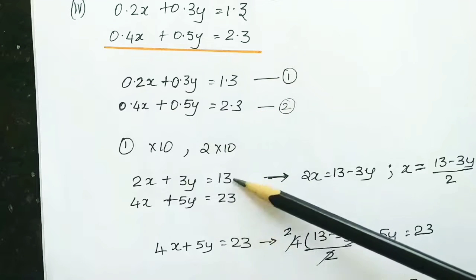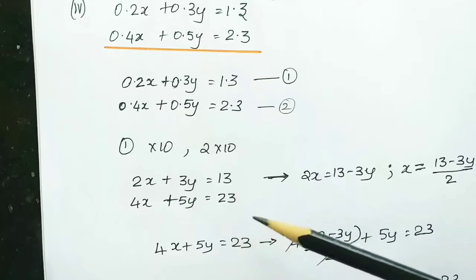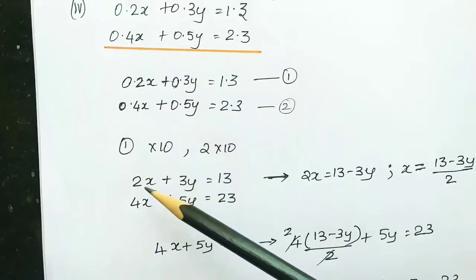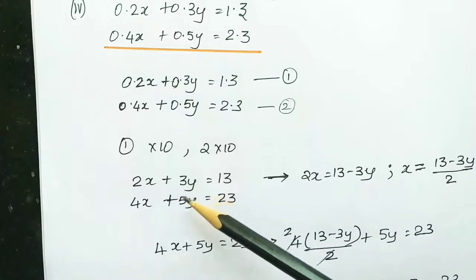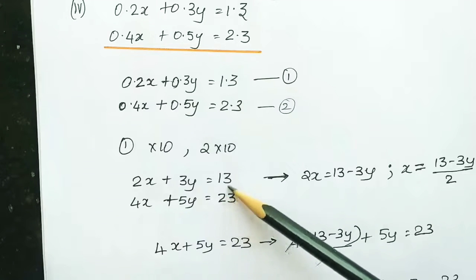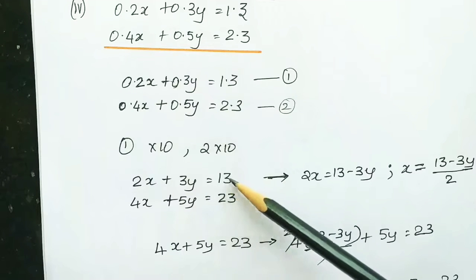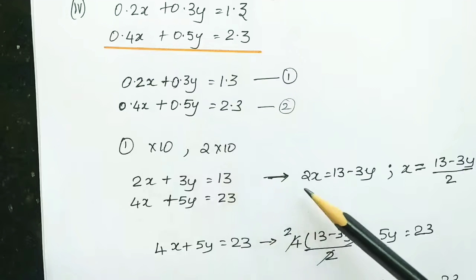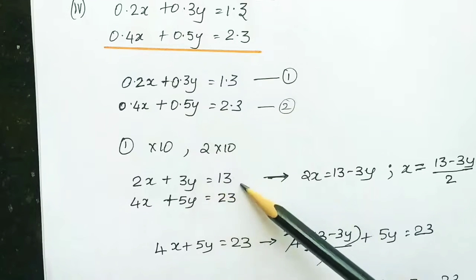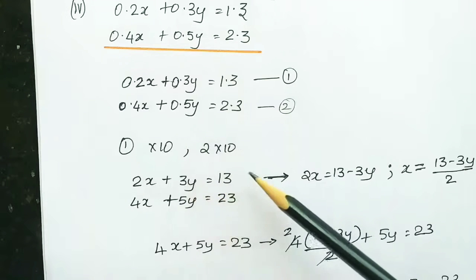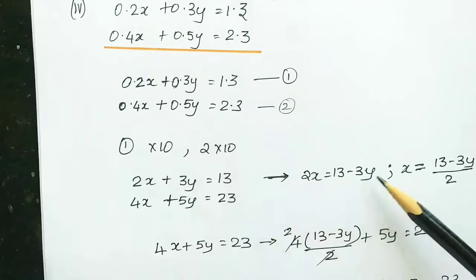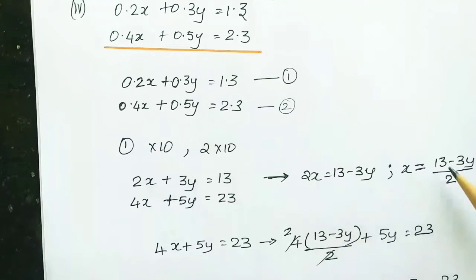So we have got these two equations here, and we are going to express x in terms of y. For this, you can take either of these two equations. I've chosen the first equation. So 2x is equal to 13 minus 3y. This 3y, when you transpose it to the other side, you get negative 3y, and x is equal to (13 minus 3y) by 2, isn't it?